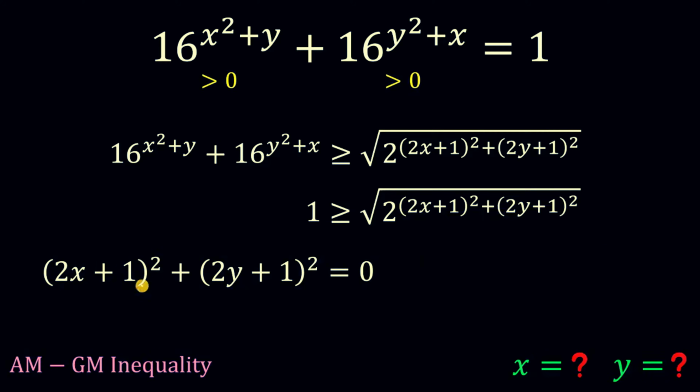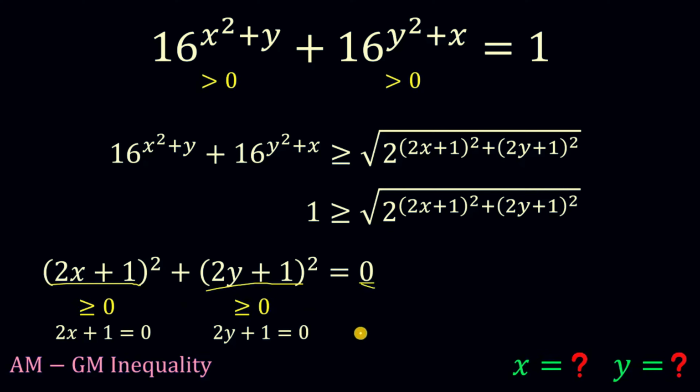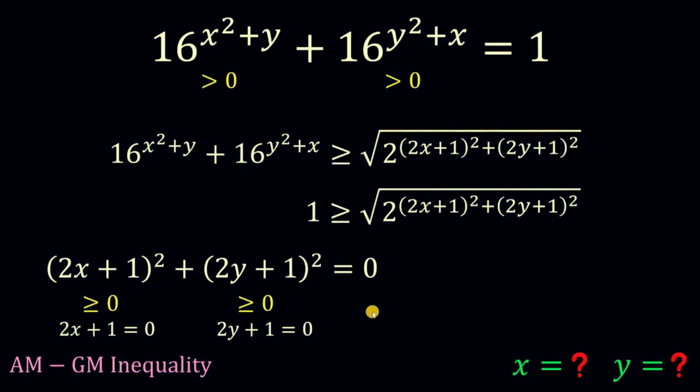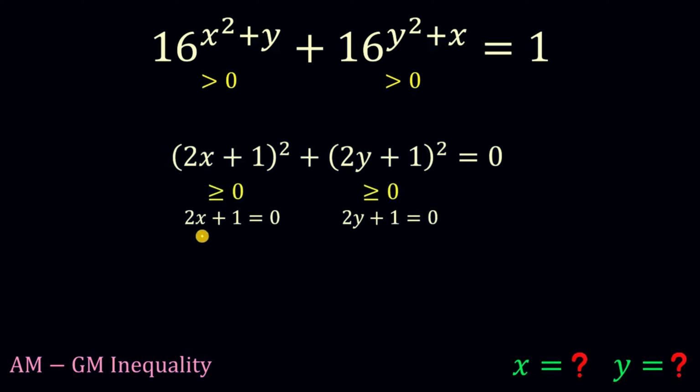Take note, this expression is raised to the 2nd power, therefore this expression must be greater than or equal to 0. And this is also true of this term, so this term is also greater than or equal to 0. And take note, if we add these two numbers, we get 0. And in order to get 0, this expression, 2x plus 1, equals 0, and this 2y plus 1 also equals 0. And now let's focus on this result and solve for the values of x and y.